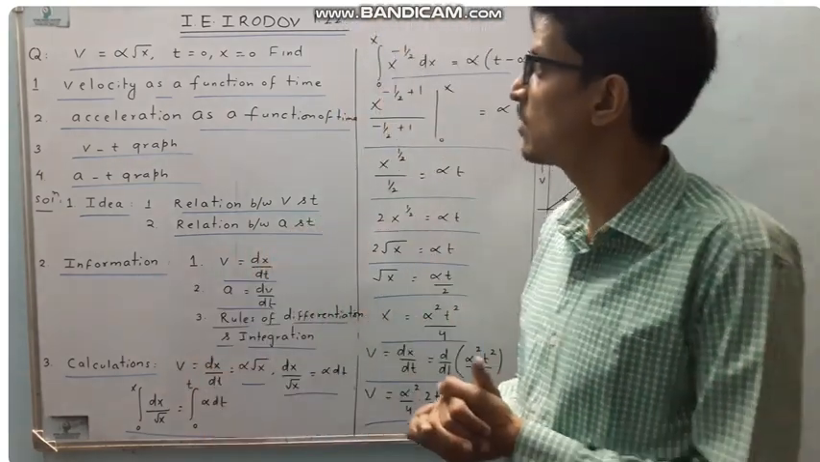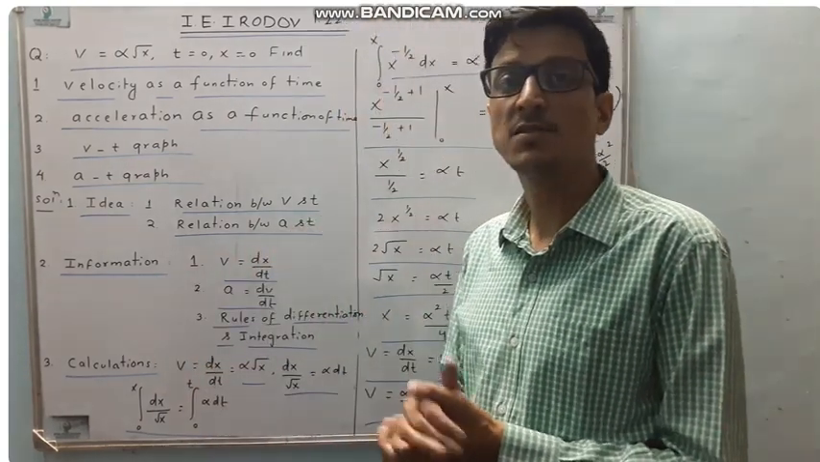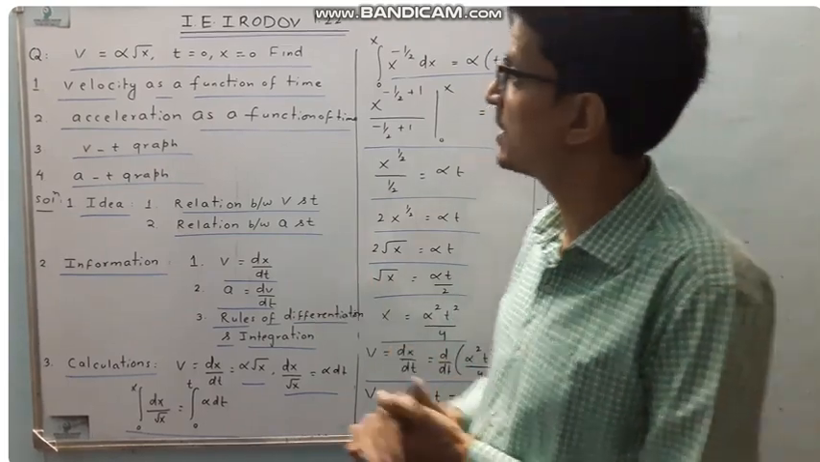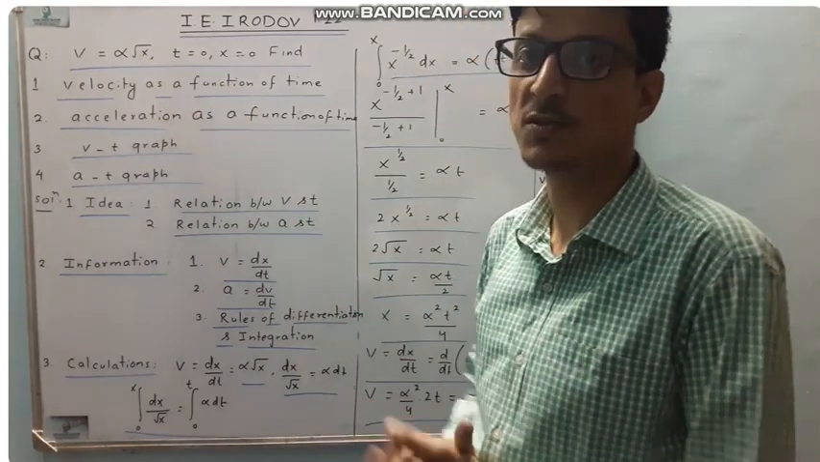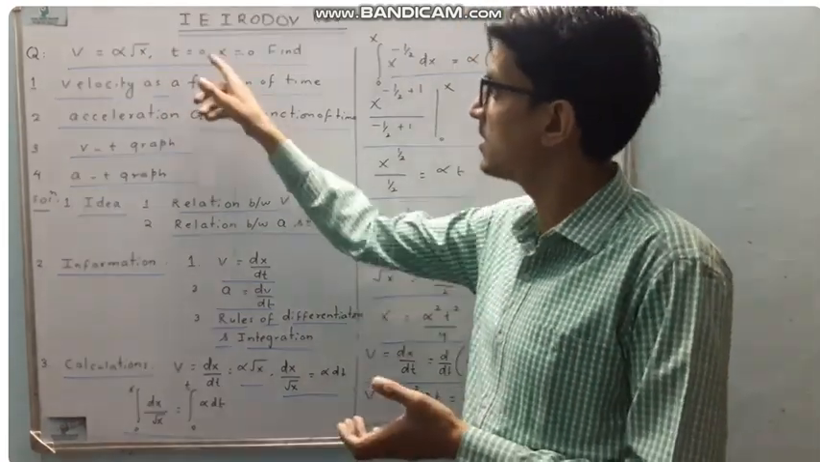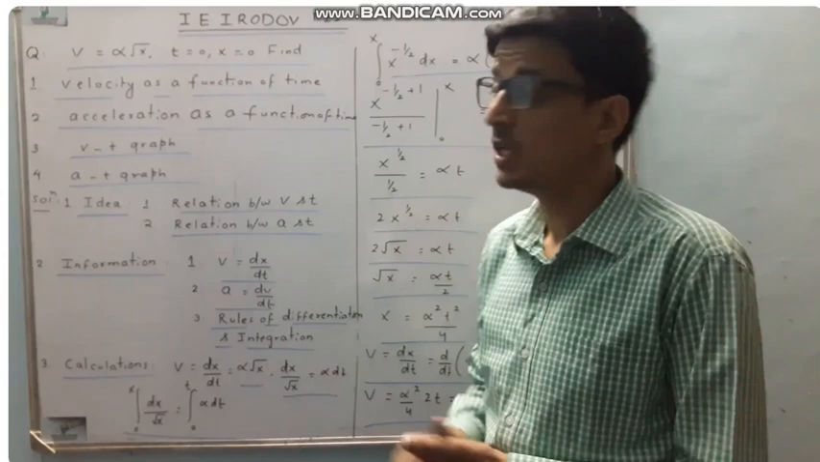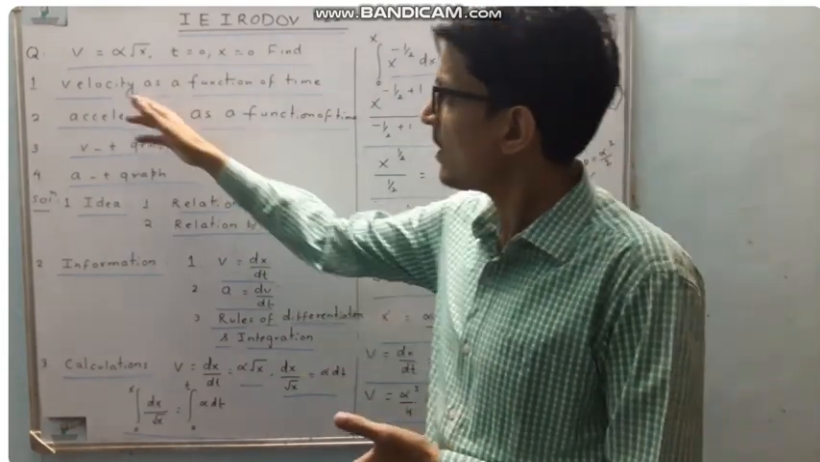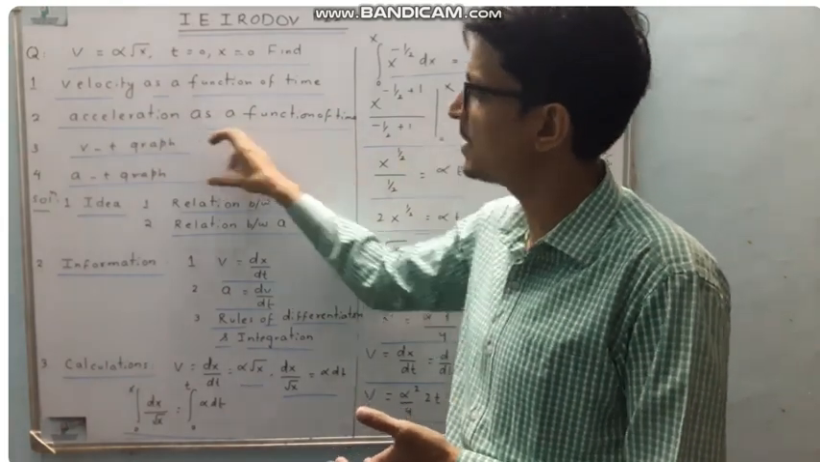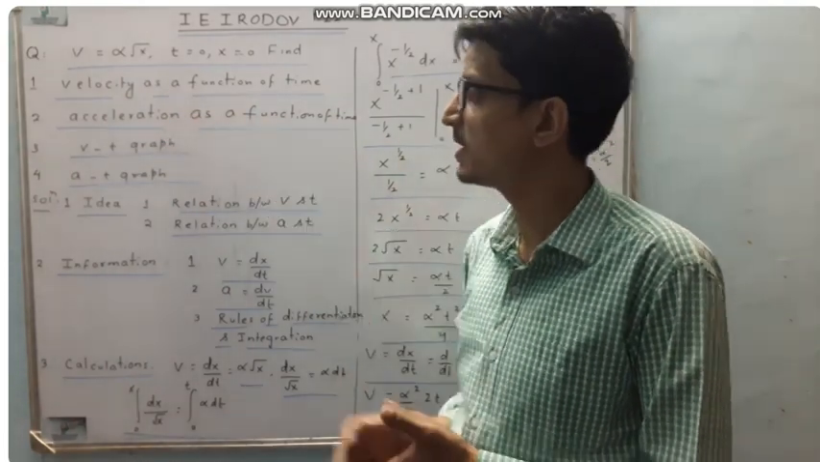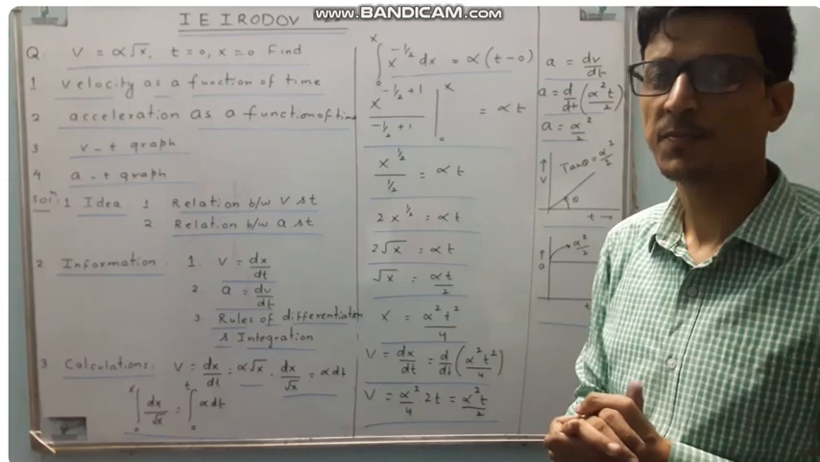So let's start with the problem. It says that a particle is moving along the x-axis. The velocity as a function of coordinate x is given by v = alpha root x, where alpha is a constant, and it's given that at the initial position x = 0. You need to find, first, velocity as a function of time; second, acceleration as a function of time. These 2 parts are evaluated, the v-t graph and the a-t graph. So this is the problem.